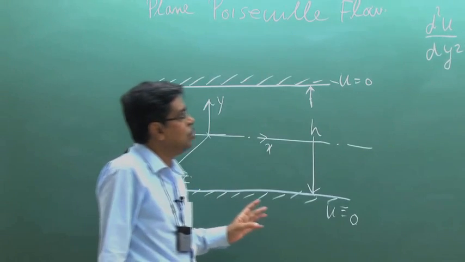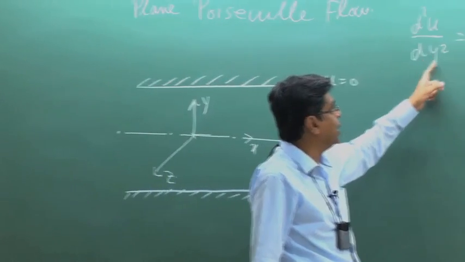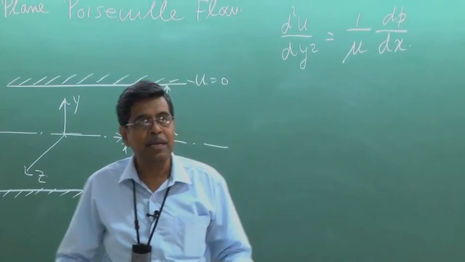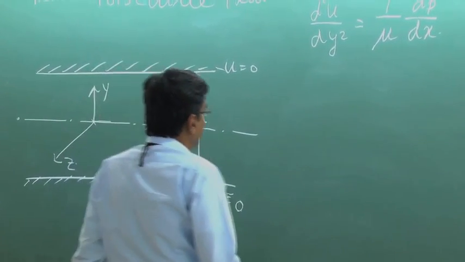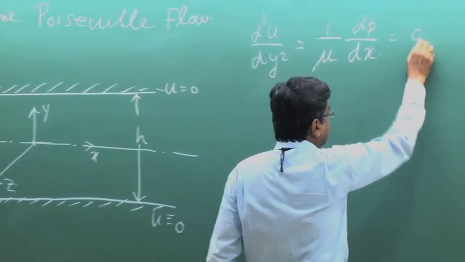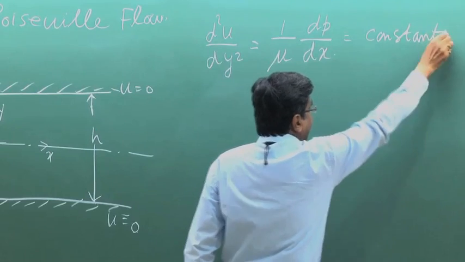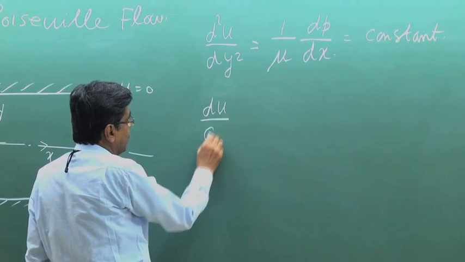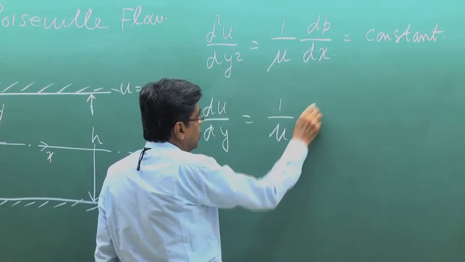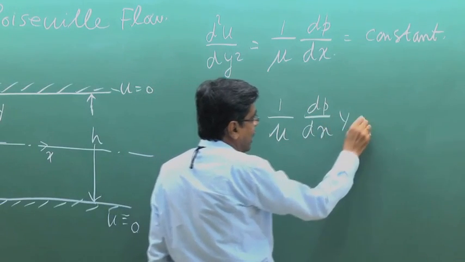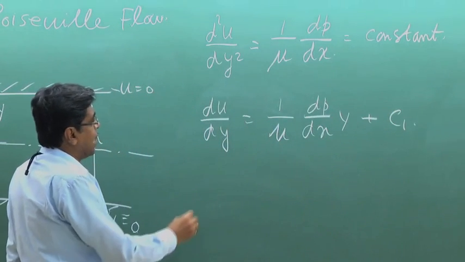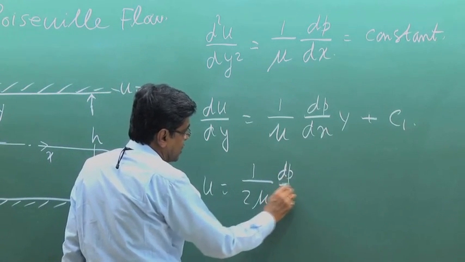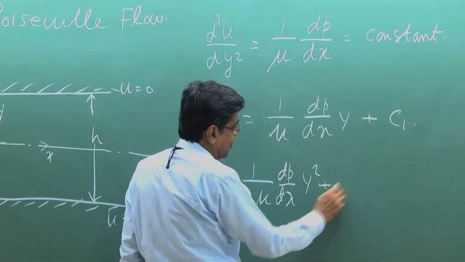So with all these assumptions, we have found that u is a function of y only and p is a function of x only, and this is the equation resulting from the x direction Navier-Stokes equation. Since p is a function of x and u is a function of y, they are constant. All these things were derived in the last class, and if we integrate it, we get du dy is 1 by mu dp dx y plus c1, and the next one is that u is equal to 1 by 2 mu dp dx y square plus c1 y plus c2.